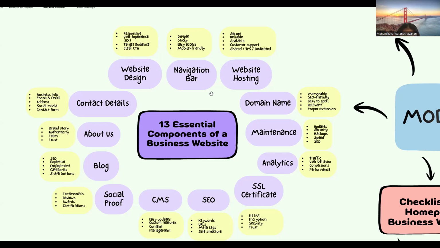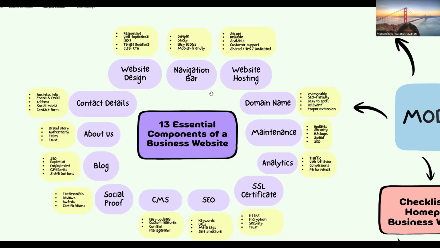Fourth, business-appropriate design. The website design should match the target audience and business type. It should be responsive, user-friendly, and include clear call-to-action buttons to encourage visitors to take the next step. Fifth, accessible contact details. Contact information should be easy to find and include a business name, address, phone number, email, and social media links. This helps customers reach the business and builds credibility.